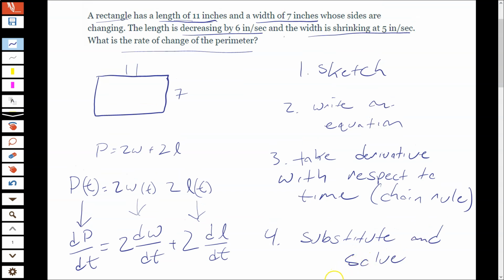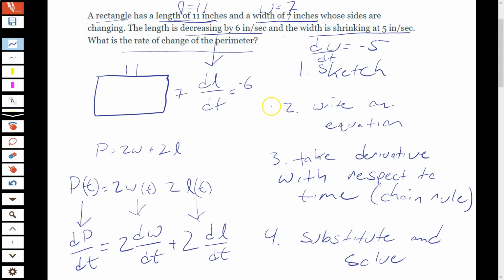So, we have our length is 11 inches, so that's plain old L, right? We already found that when we drew our sketch. W is 7 inches. The length is decreasing by 6 inches per second, though. That's a derivative, right? That's the change in length over time. And it's decreasing, so it's going to be negative. Width is also shrinking. So dw/dt is going to be negative 5.